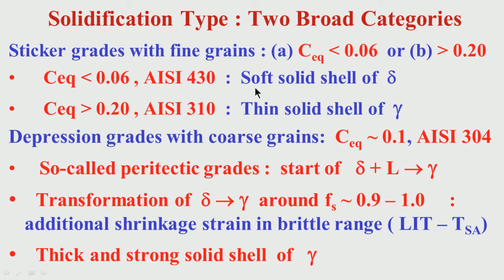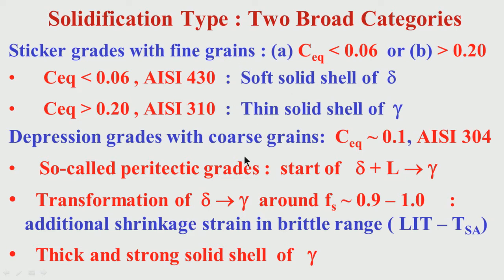So either for very low carbon or low nickel equivalent to chromium equivalent, we have a soft shell, or for high carbon equivalent or 310, we have a thin shell. In either case, there will be sticking tendency and fine grains.